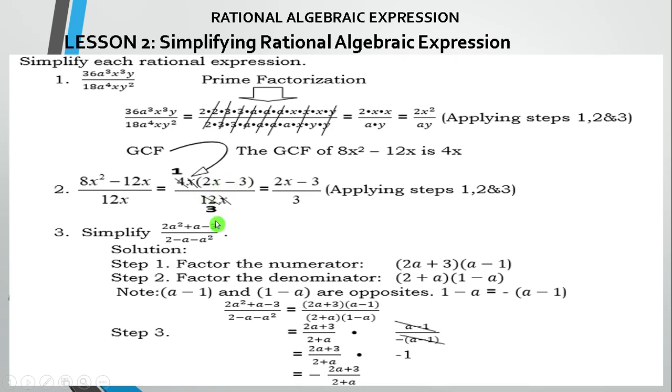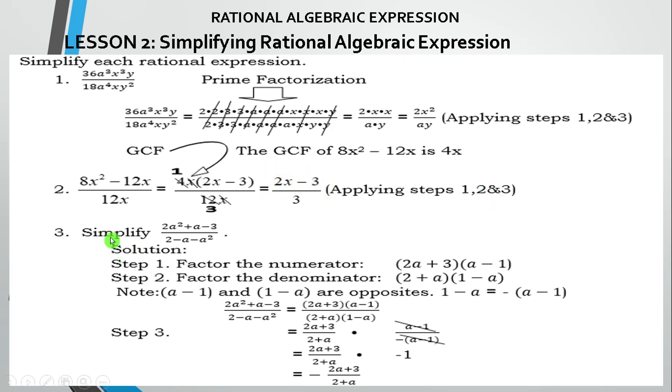Okay. So, sa baba, we have 12x. So, we can now apply the direct cancellation. So, 4, makancel si 4 because this is 12. Di ba? 12 is 3 times 4. So, maiwan si 3. Tapos si x, makancel. Di ba? So, 3 na lang yung naiwan sa denominator. So, our answer is 2x minus 3 over 3. We cannot cancel this one because this is negative 3. This is positive 3. Okay? So, applying steps 1, 2, and 3, ito po yung result natin.